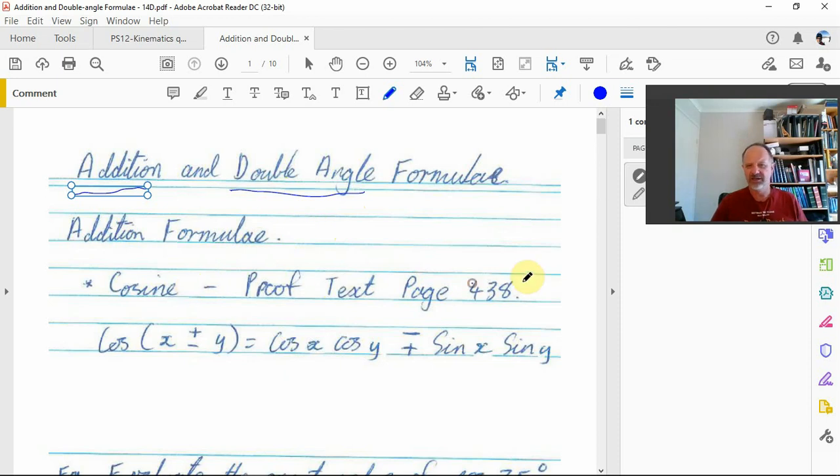So cosine. In your textbook there you've got a proof of this. So if we've got two angles, x and y, and we want the cos of x plus y, then this is the relationship: cos x cos y minus sine x sine y. And if it's cos x minus y, it's cos x cos y plus sine x sine y. All right, and so we put those two together. The way we read this, because the plus is on top, goes with what's on top over here.